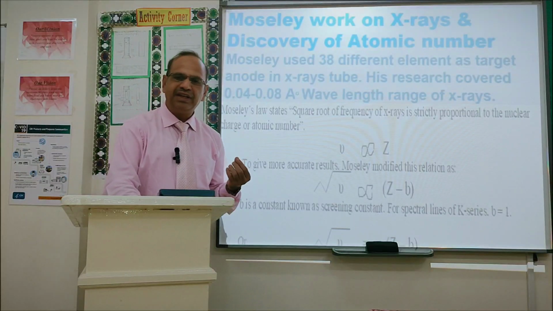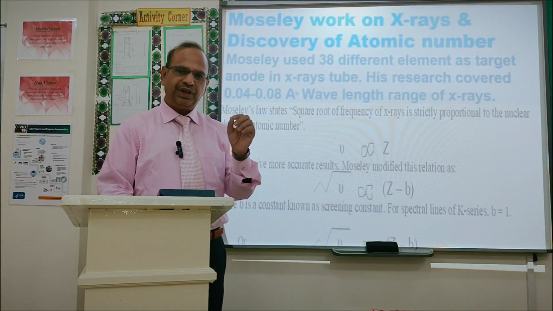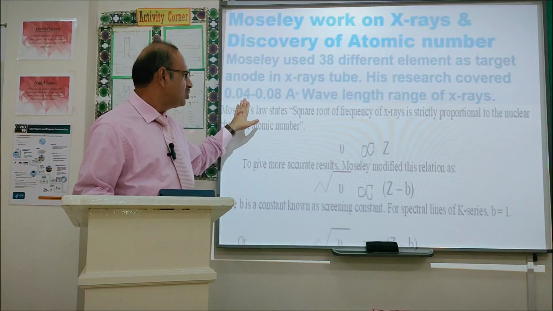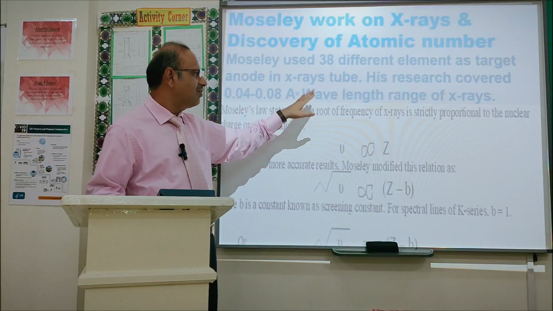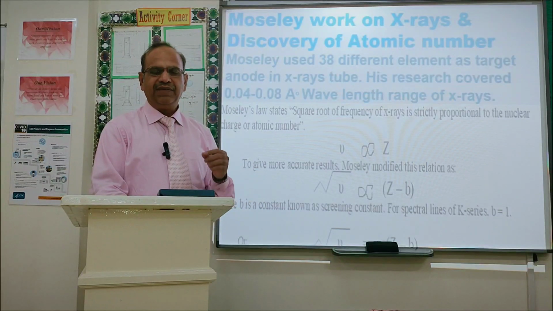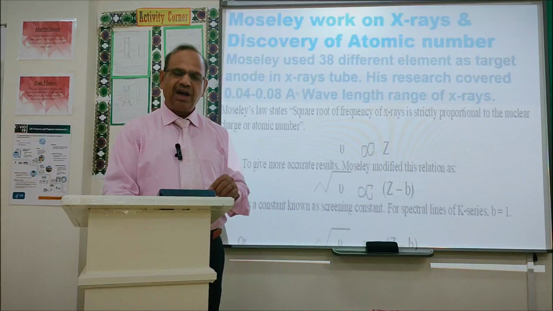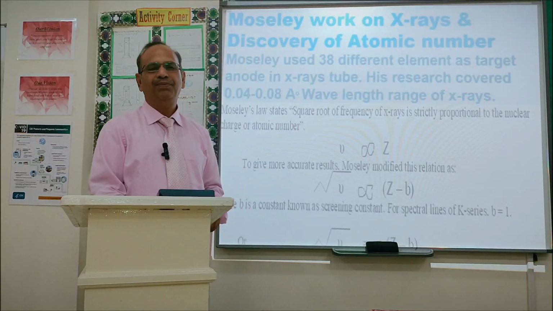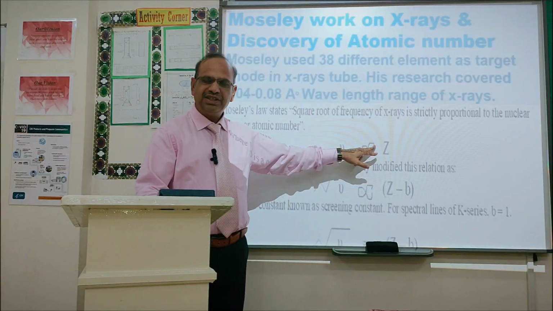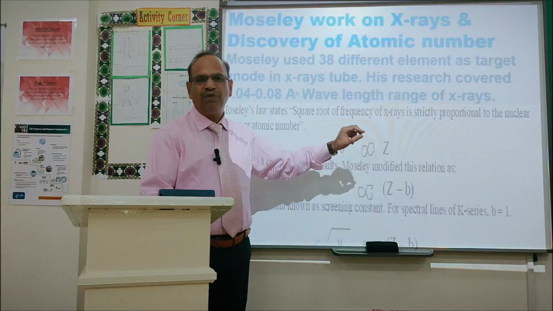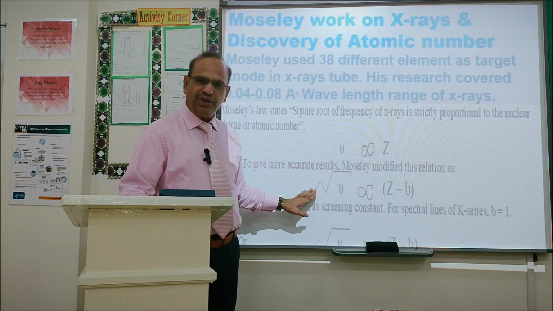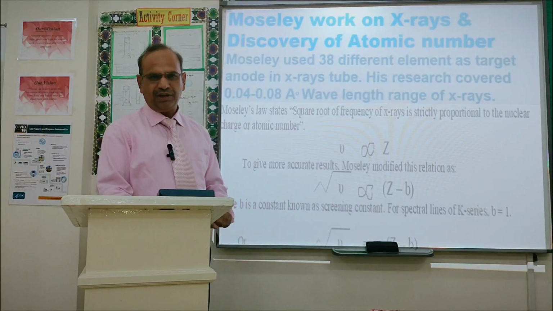And he observed that always different rays having different wavelengths are coming out, and he covered a wavelength range of 0.08 angstrom of the X-rays. And later he concluded that the wavelength of these X-rays is inversely proportional to the atomic number of the anode, and the frequency of these X-rays is directly proportional to the atomic number of that anode atom. So in this way, he derived an equation that is called Mosley's law.